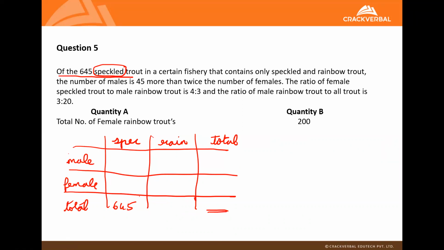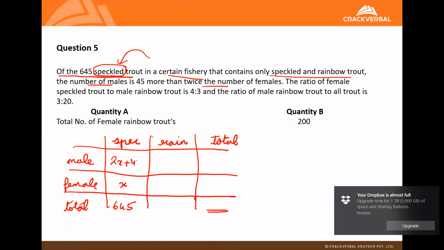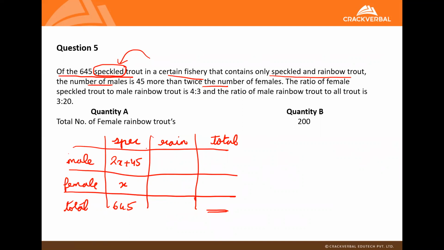So of the 645 speckled trout, in a certain fishery that contains only speckled and rainbow trout, the number of males is 45 more than twice the number of females. So this statement applies to the speckled trout, right? Let me keep the number of females to be x. The number of males is 45 more than twice the number of females, so this is going to be 2x plus 45. So I have this entire section, 2x plus 45 plus x is 645.